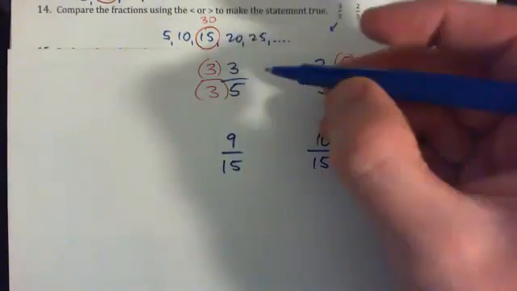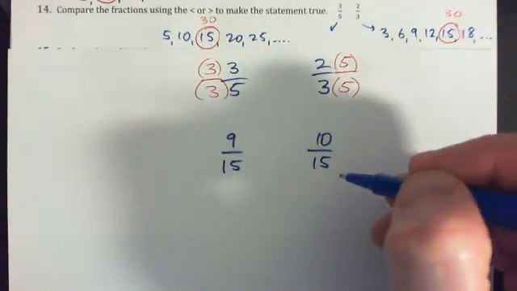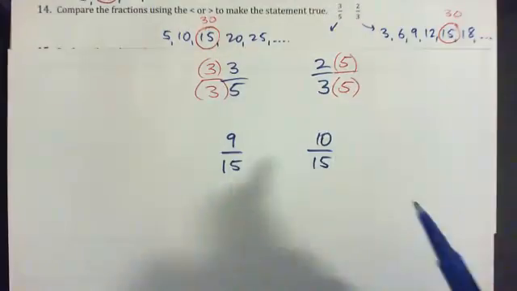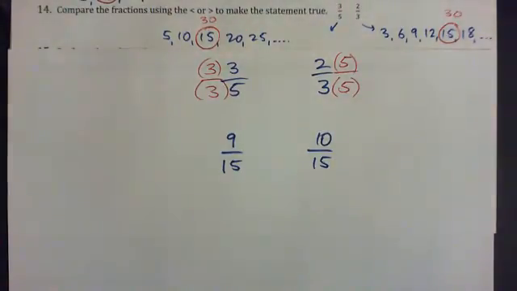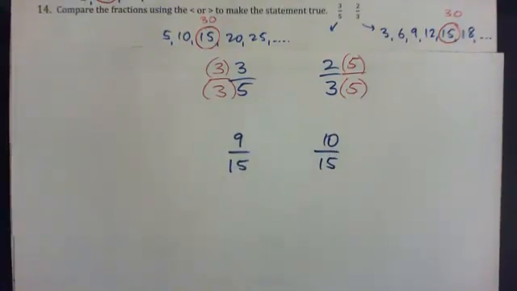Okay, so the 3/5 becomes 9/15. The 2/3 becomes 10/15. Which is bigger, which is smaller? Which one is smaller? The 9/15 is smaller. Then 10/15 is bigger, right?